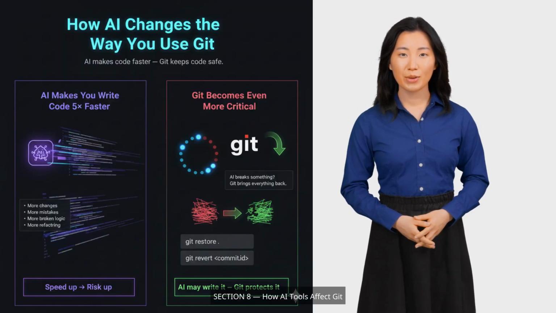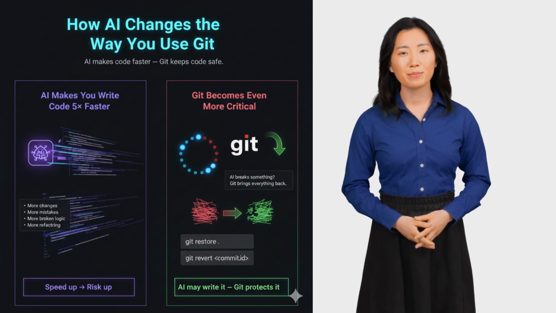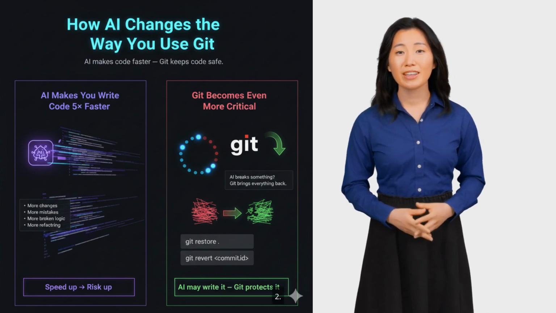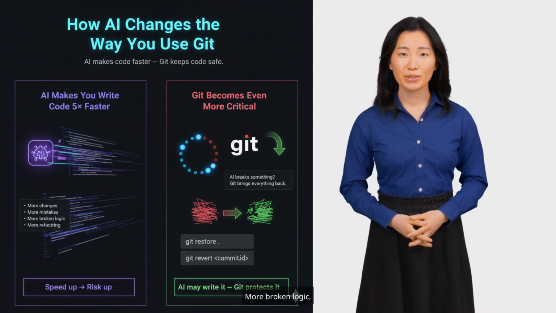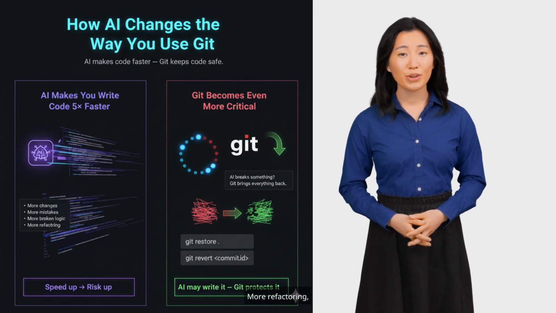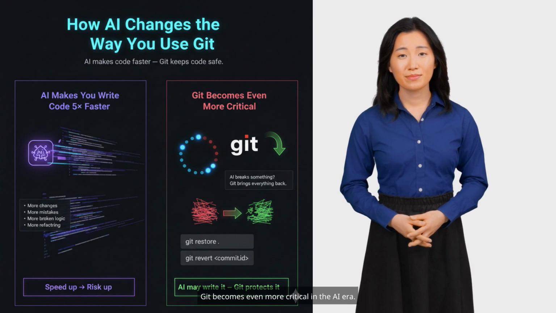Section 8. How AI tools affect Git. AI makes you write 5 times faster, meaning 1. More changes. 2. More mistakes. 3. More broken logic. 4. More refactoring. Git becomes even more critical in the AI era.